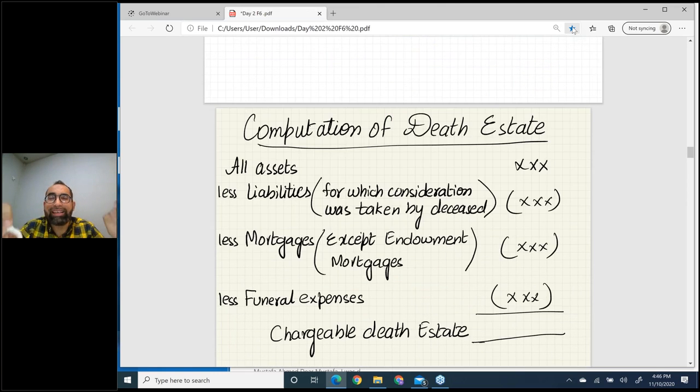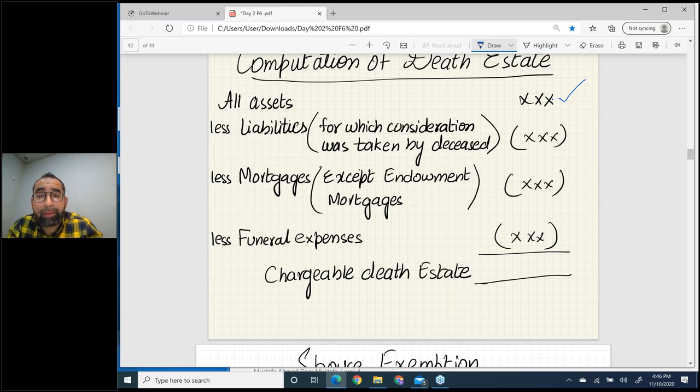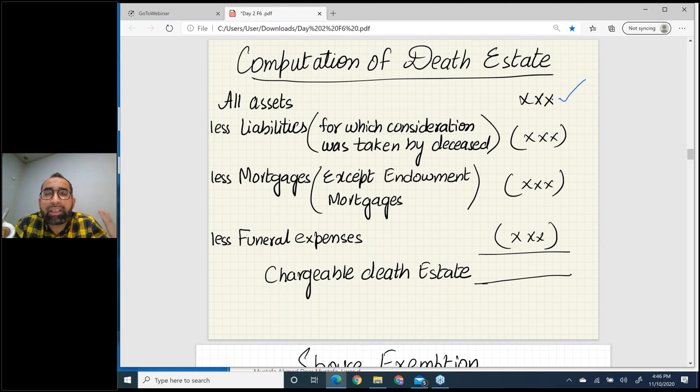Now, one cash marks. I must say this is ready marks. Computation of death estate. It came many times. I've seen this many times. What is death estate? Let us say a person just died. Whatever wealth he has at the time of death, this is what the death estate is. Okay. So what we do, you just add all assets, even all assets include individual savings account, gilts.